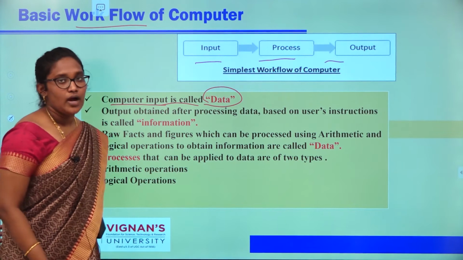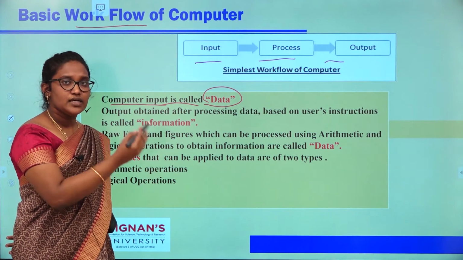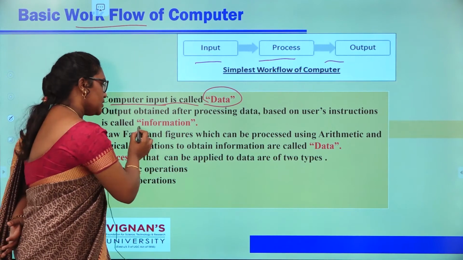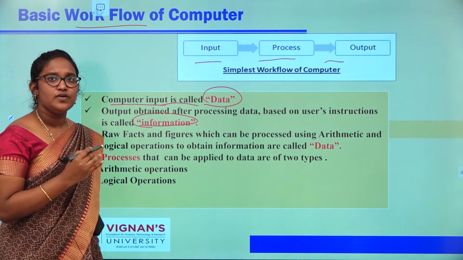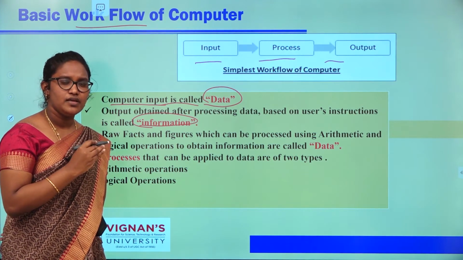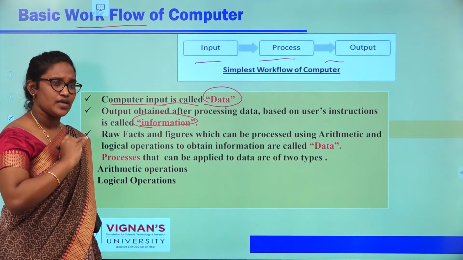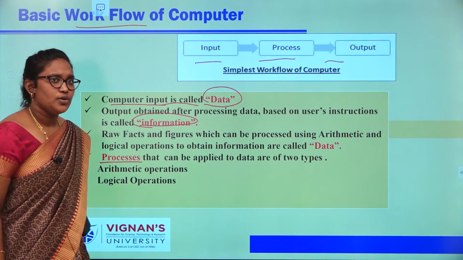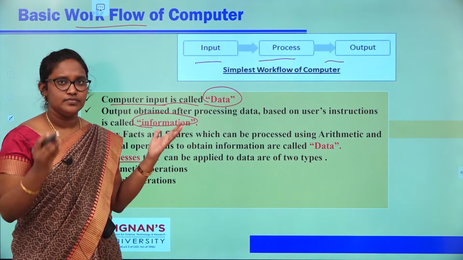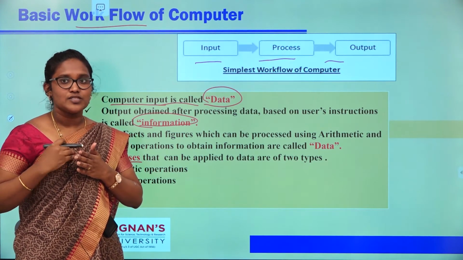What is meant by output? The processed information by the computer will be called information. What is information? Information will be surely understandable by the user. Next one, process.